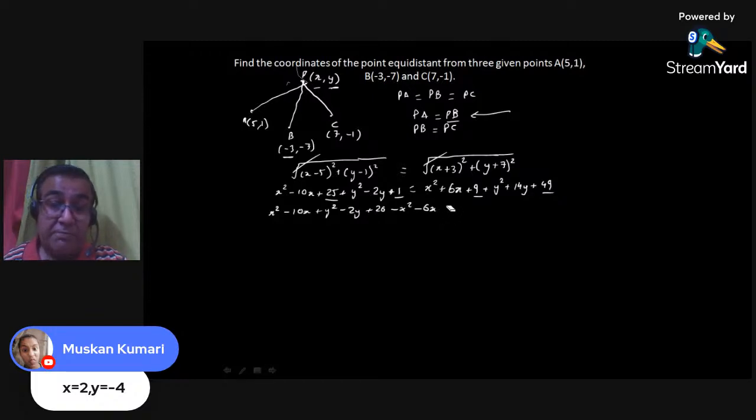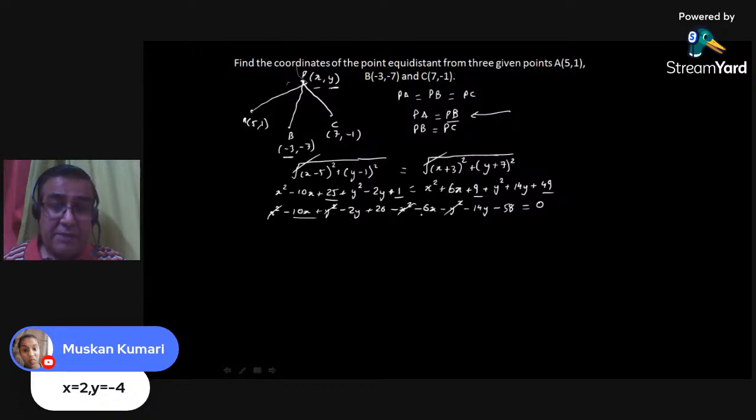So this will become minus y square, and again 14y, when it goes that side will become minus 14y, and 49 plus 9 is 58, when it goes to the other side it becomes minus 58, and that should be equal to 0. Now here there's an interesting thing happening. X square minus x square is getting cancelled out, y square minus y square is getting cancelled out. What we are left with is minus 10x.